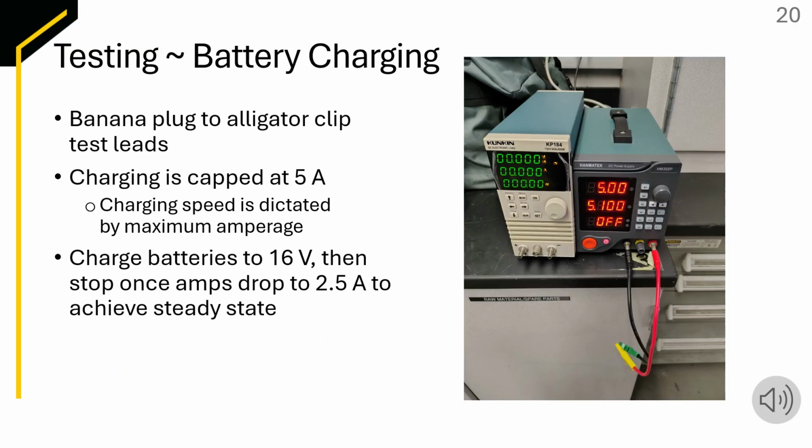So here's a picture of the banana plugs attached to the power supply. The device on the left is the electronic load that discharges the battery, which we'll talk about in the next slide. For the power supply, the maximum charging speed is 5 amps, which is not a lot for batteries that are charged up to 16 volts. So it would take pretty much the entire day to charge them from, for example, 5 volts up to 16 volts. Once the batteries were eventually charged up to 16 volts, we would stop the charging once the amps would drop to 2.5 amps to achieve steady state of the batteries.